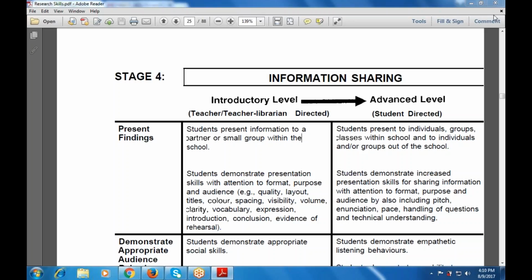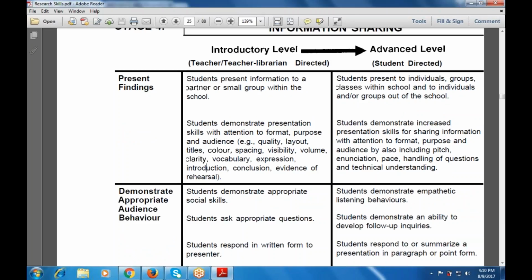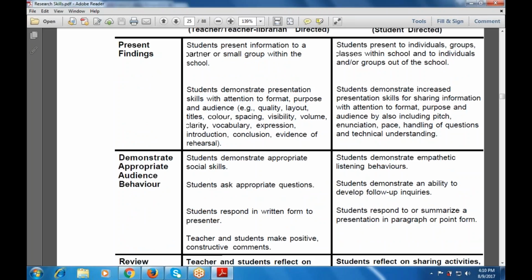So next part is after findings. Next part is demonstrate the appropriate audience behavior. The student demonstrates appropriate social skills. What are the various skills that are carried out to demonstrate, what are the various benefits that will be given to the user, to the society, as well as the end users. Then students also ask the appropriate questions. They also respond in written form to the presenters, and the teacher and the students make positive, constructive comments. Whatever the data that they use, they make the positive comments and the constructive comments over here.